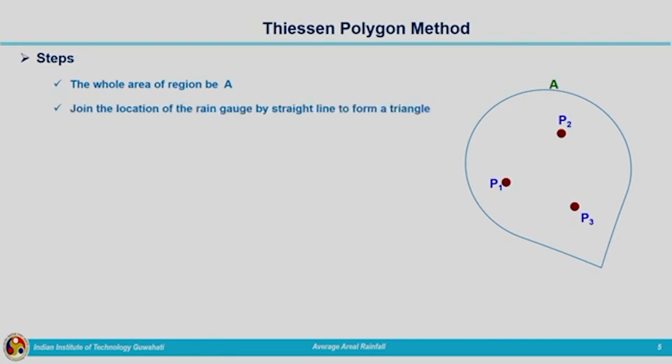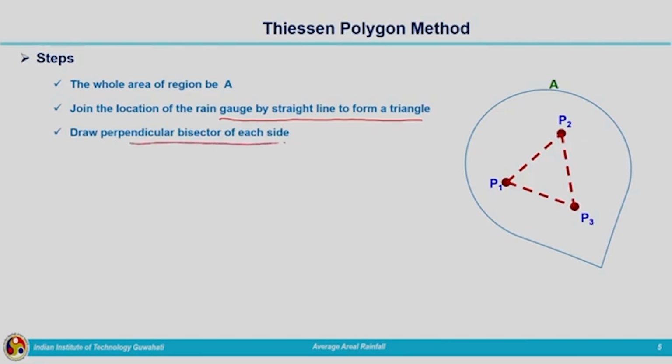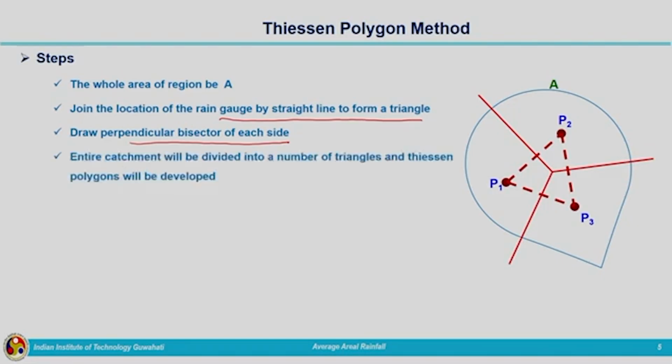What will we be doing? We will be joining the locations of the rain gauges by straight lines to form a triangle. Here, in the simple way, you can see these 3 rain gauges are connected by straight lines forming the triangle, with the rain gauges as the vertices. Now, we will draw the perpendicular bisector to each side. This way we will be drawing the perpendicular bisectors. Each and every rain gauge will be connected by straight lines forming different triangles, and the perpendicular bisector of each side of the triangle will be drawn.